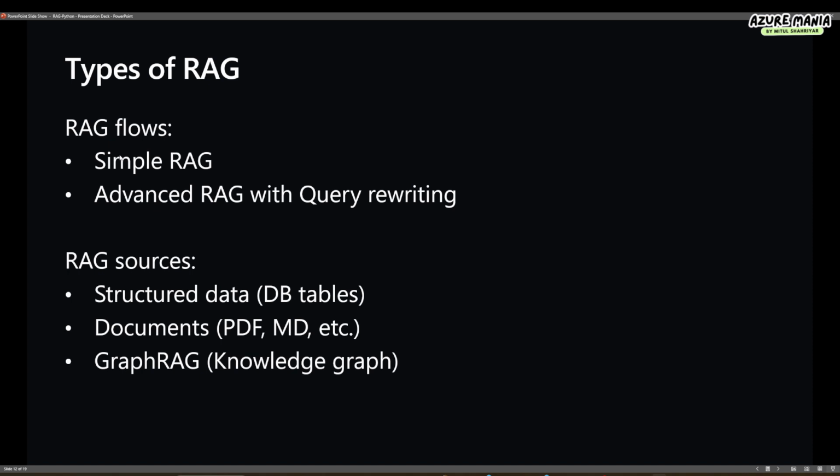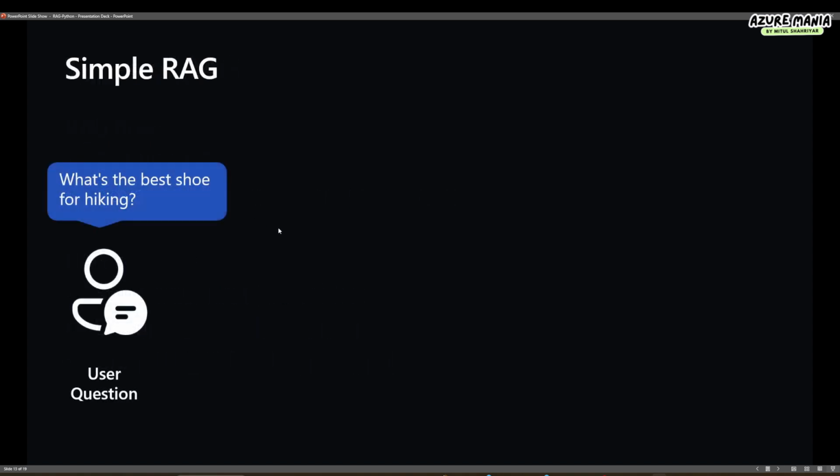So, types of RAG, there are a few options. First of all, there is simple RAG, advanced RAG with query rewriting, and RAG sources, etc. What do we mean by sources? That is the data you're providing. It can be structured data, it can be document data, it can be a knowledge graph. Now we have to look into these two, starting with the simple RAG.